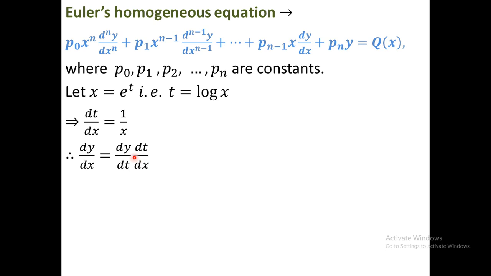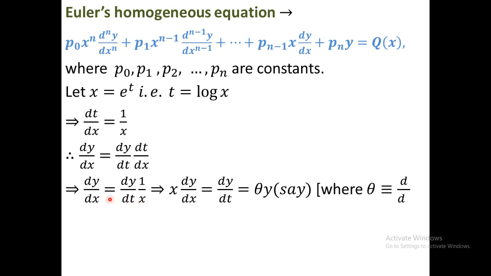If you put 1/x here, therefore dy/dx equals (1/x) dy/dt, and then I multiply x on both sides, therefore x dy/dx equals dy/dt. Now I introduce a new operator theta. Theta stands for d/dt. This is the same as capital D, where D stands for d/dx. Here theta stands for d/dt, therefore theta of y means dy/dt. Okay, so I get x dy/dx equal to theta y, where theta stands for d/dt.